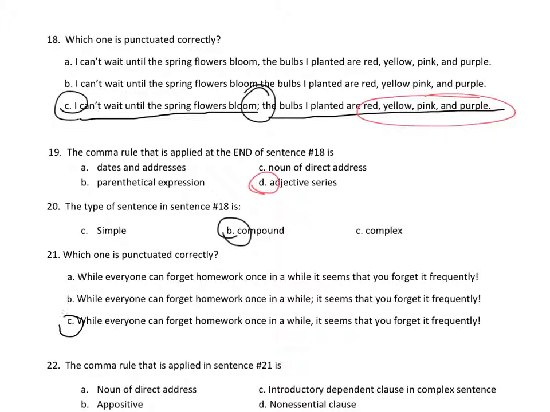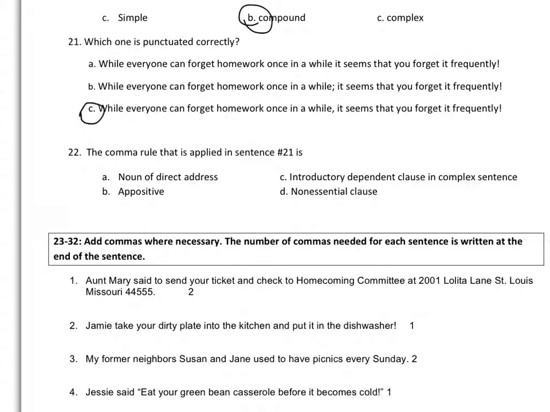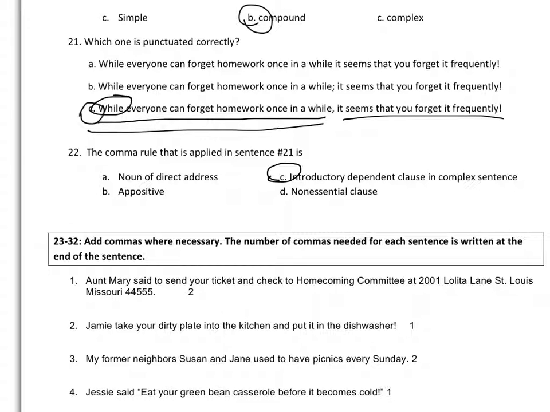C is punctuated correctly, and the reason for that is because it is an introductory dependent clause in a complex sentence. While is a subordinating conjunction. While everyone can forget homework once in a while is a dependent clause, it seems that you forget it frequently, and it is the independent.